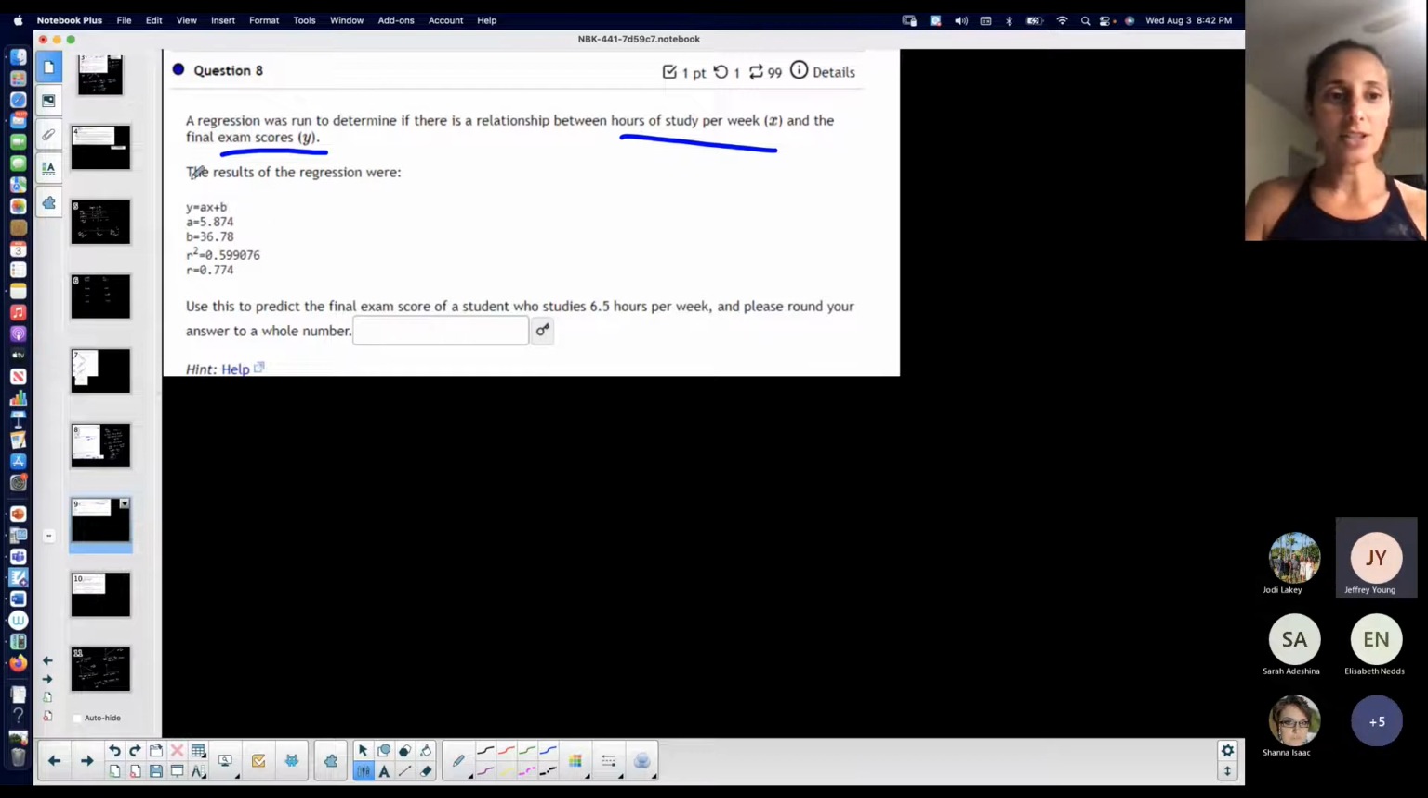So they gave us the results of the regression. We don't even have to do anything. They gave it to me. So I'm going to look at R first. Okay, R is positive 0.77. So what does that mean to you? Being that R is positive, tell me what that means just by itself. Whatever you want to tell me. Being that R is positive, what does it mean?